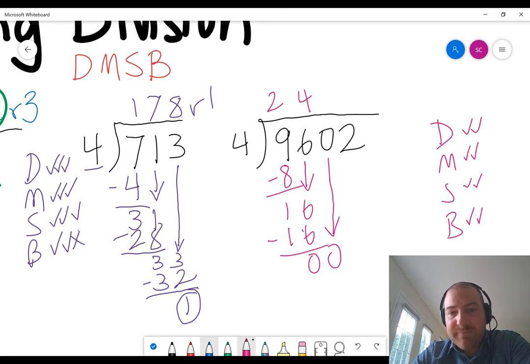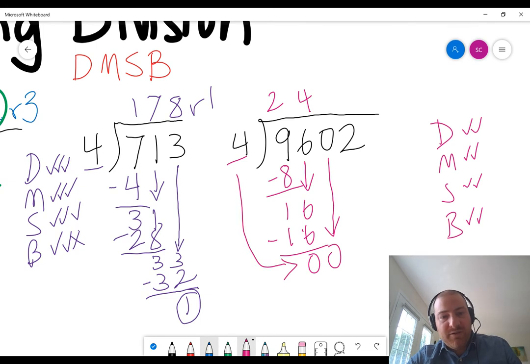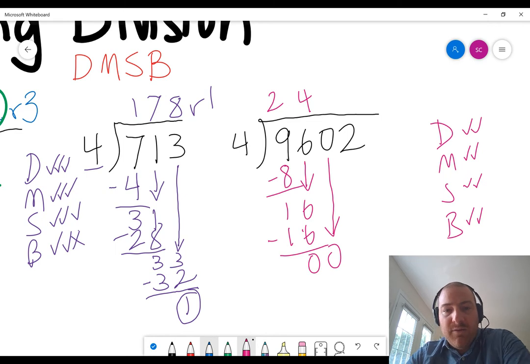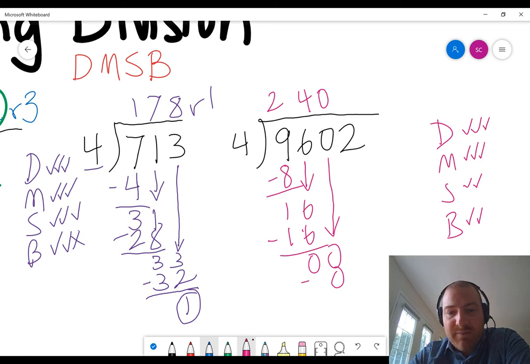So that step's done. Now this part's a bit interesting because we're still going to divide our 4 into our 0. We're still doing the division step even though it's zeros. What we know is 4 goes into 0 0 times. It's okay to have a 0 as an answer. So there's our division step. 0 times 4 is 0. There's a multiplication step. Subtraction, 0 minus 0. Well, that's 0. And we're going to bring down a 2.